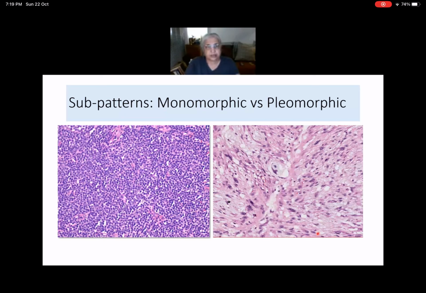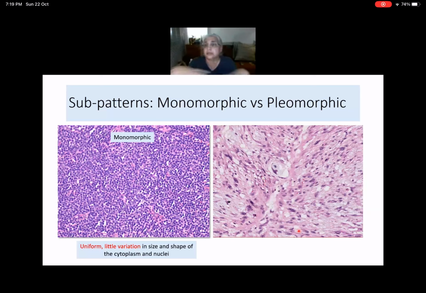The one on the left is small blue cell monomorphic. Yeah, uniform, little variation in size, shape, cytoplasm of the nuclei. This is monomorphic. But you don't only get monomorphic tumors that are small and blue. You can get lots of monomorphic tumors, right?